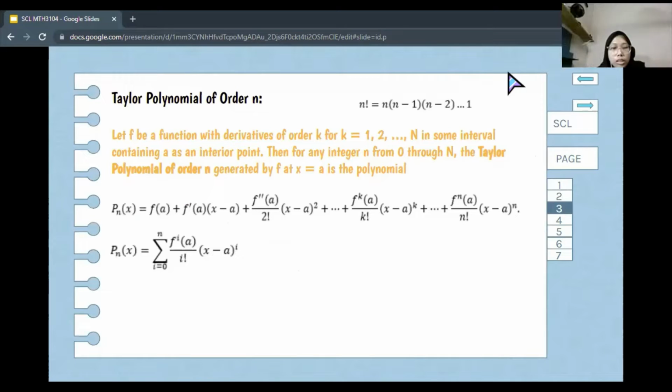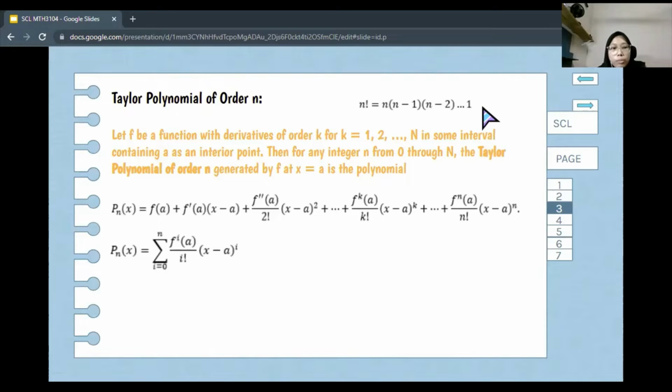Okay, for the derivation of the Taylor polynomial of order n, let f be a function with derivatives of order k for k equal to 1, 2 until n in some interval containing a as an interior point. Then for any integer n from 0 through n, the Taylor polynomial of order n generated by f at the point a is this polynomial here.